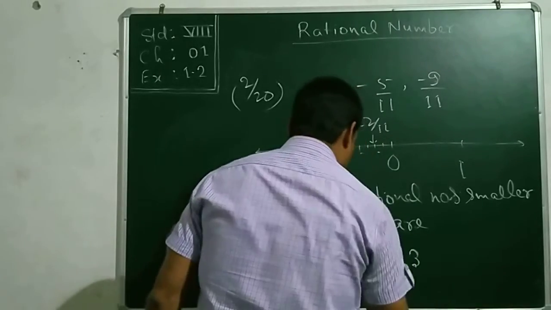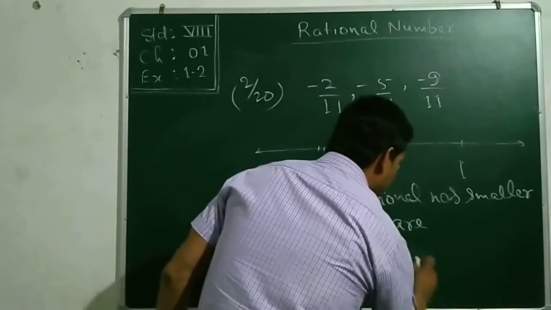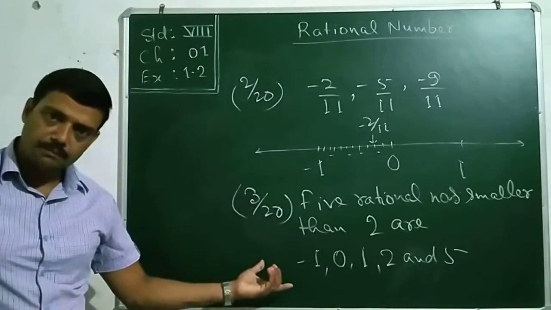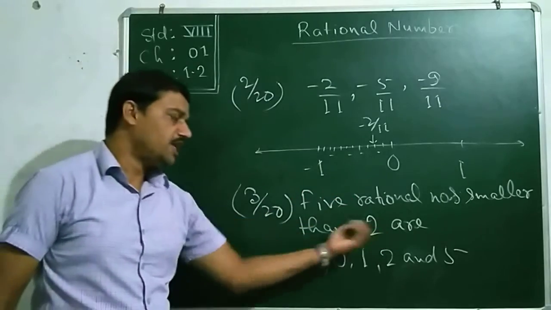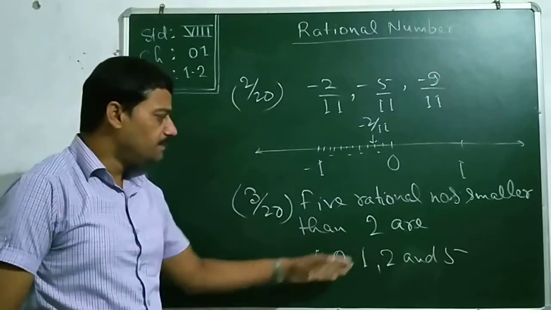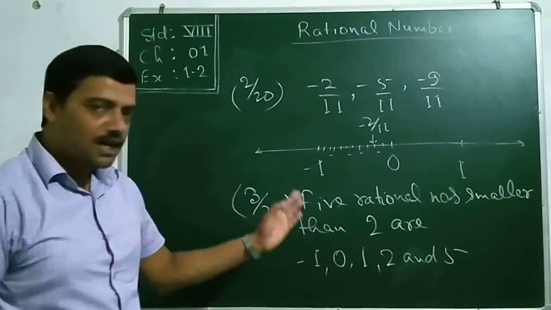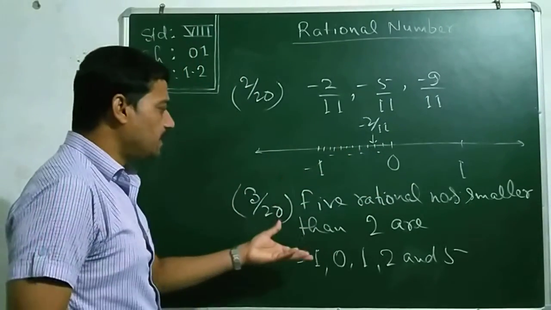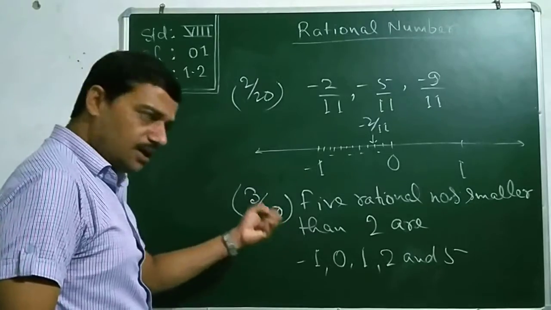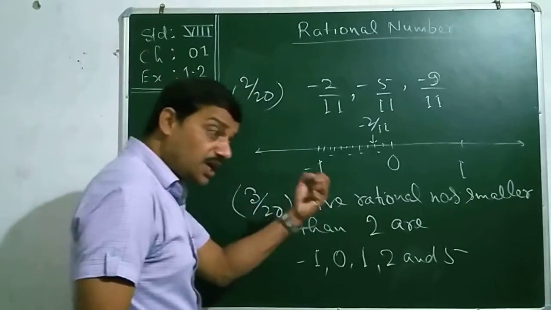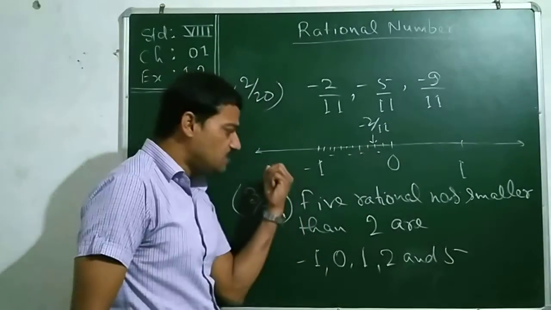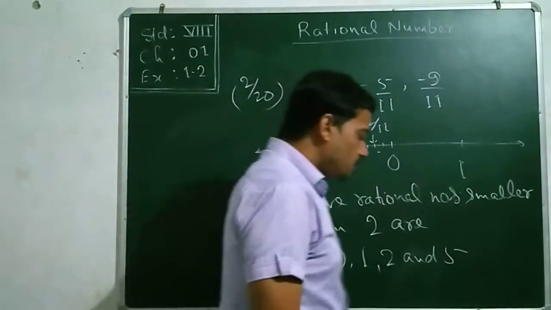And 3 right up. As I have written already for 4 and 5. Take care. You can take other numbers also, the ones which are smaller than 2. I have taken those simple numbers. I have already explained 1 by 2, 3 by 2, all these numbers are coming before 2. So all the numbers coming before 2 on the number line will be smaller than 2. Come to the next sum.